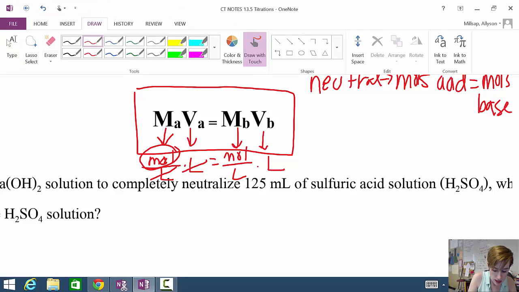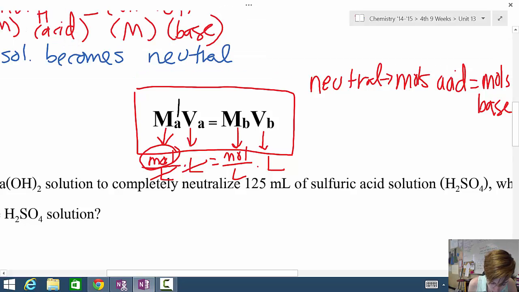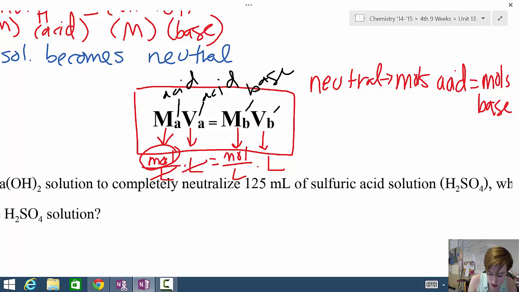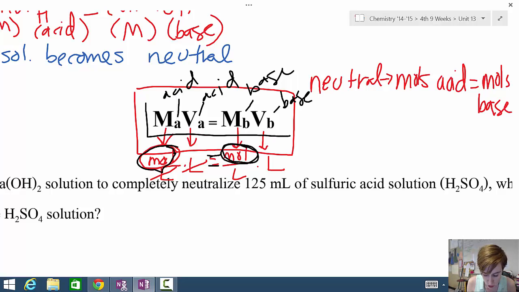So the M1 is the molarity of our acid, and this is the volume of our acid, and this is the molarity of our base, and the volume of our base. When you have an acid and a base, and you put them together and they're at the end point, they are neutral. We know this formula is true because it says moles equal moles. The moles of acid will equal the moles of the base, which makes this formula true.